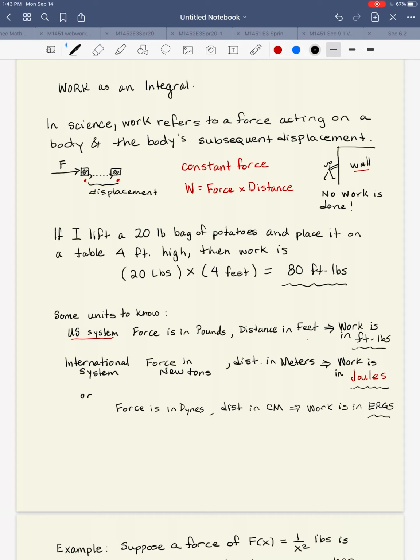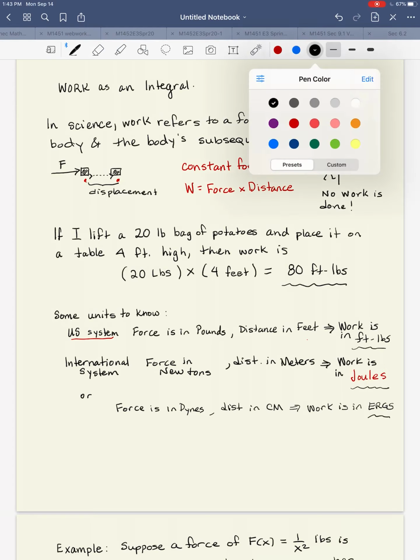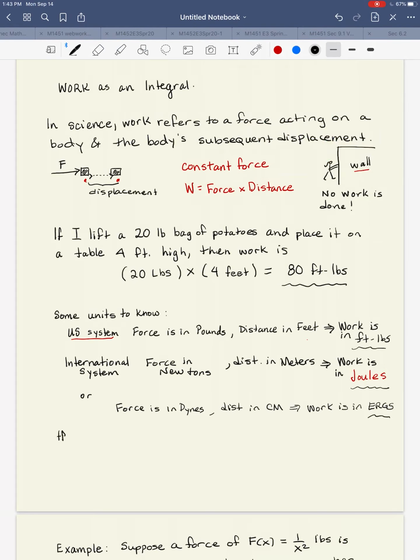If force is not constant, if force varies over the interval, maybe for instance, we're pushing something up a ramp. It takes a lot more force to get it going from a stop position, but then as it goes up the ramp, there's more force required to continue to push it. So force varies based upon where it is on its path.